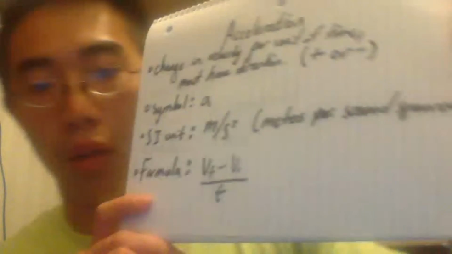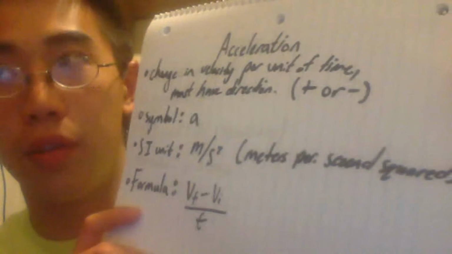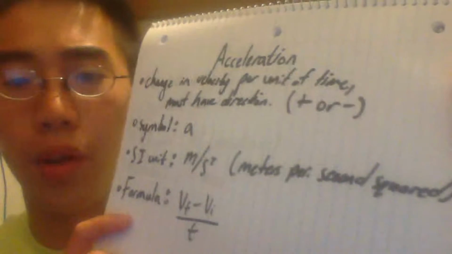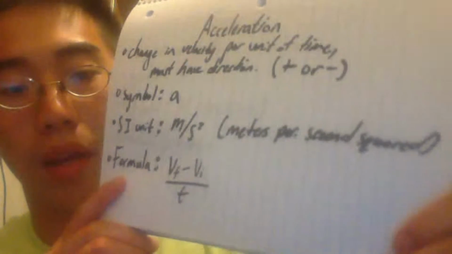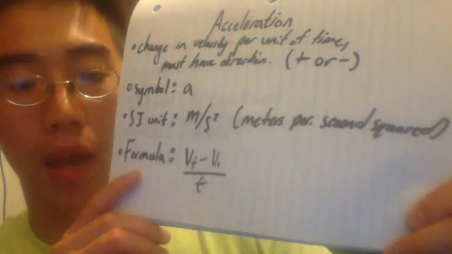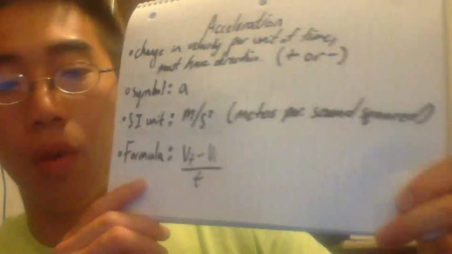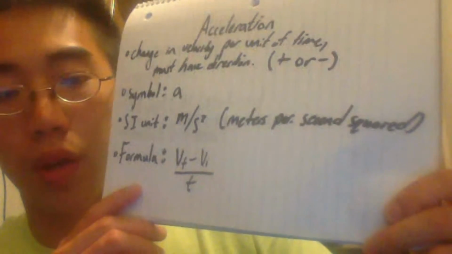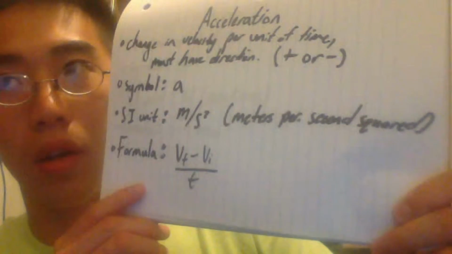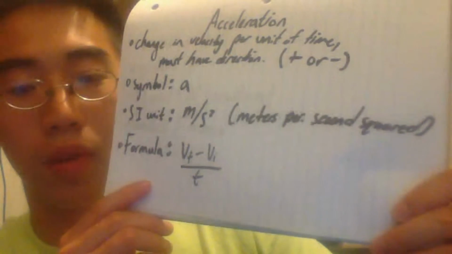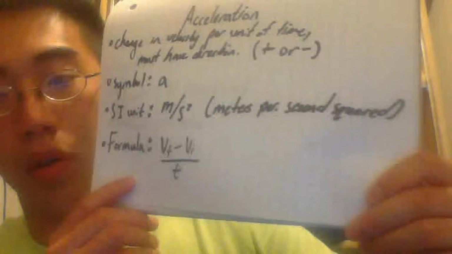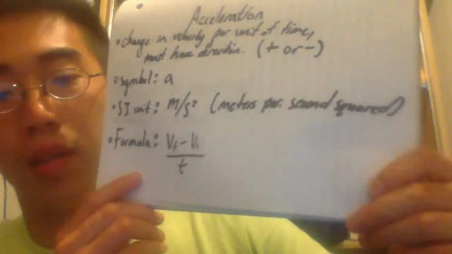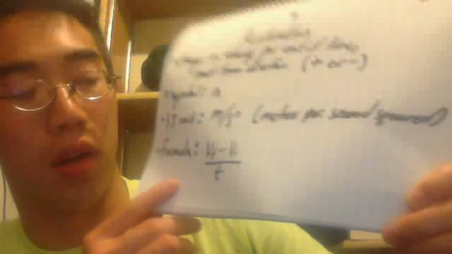And then in Module 2, we learned acceleration. Acceleration is defined as the change in velocity per unit of time, and it can be positive or negative. The symbol is a. The SI unit is m over s squared, meters per second squared. And the formula is change of v over t, or final velocity minus initial velocity over time.